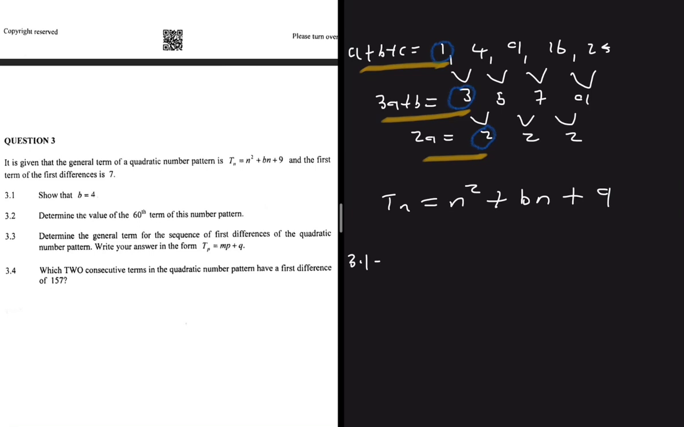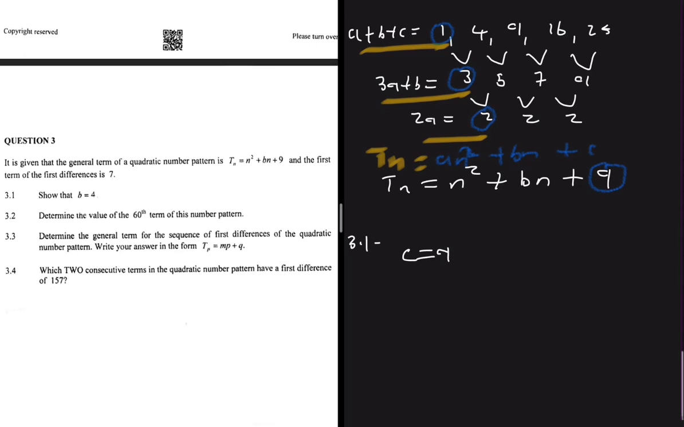So let's look at the general term we're given here. Instead of c, we have 9. We already know from the get-go that c = 9, because we know fully well that the general term is Tn = an² + bn + c. And instead of a, we have 1 here, the coefficient of n², so we know that a = 1. Now we're looking for b.